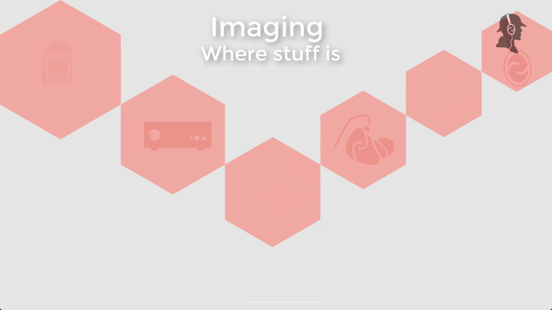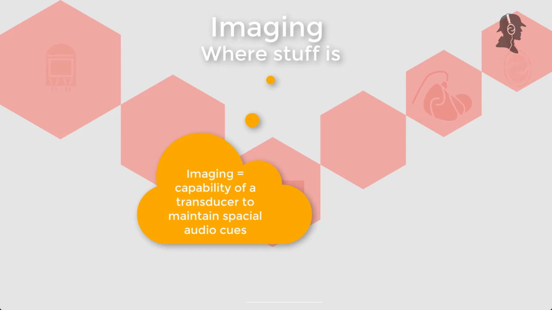In short, imaging is a term that describes the capability of a transducer to reproduce spatial cues available in an electrical signal. That sounds pretty complicated for now, because I always try to give you a relatively broad definition. But later on, I'm using a two-view system to show you a bit better what this actually means. So first, spatial, right? What does this actually mean in this context?